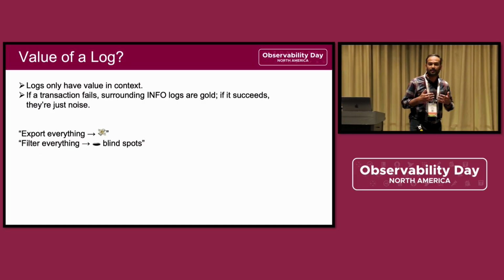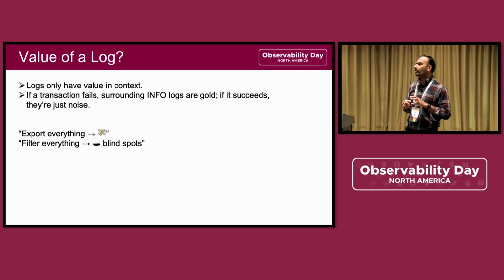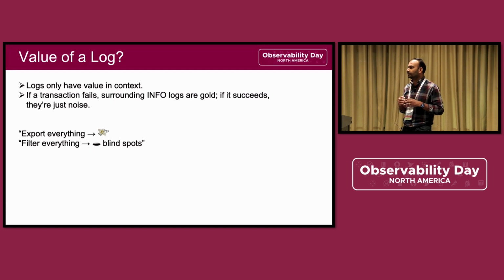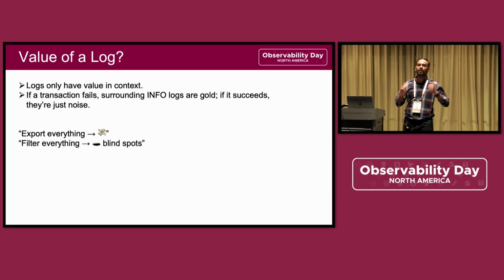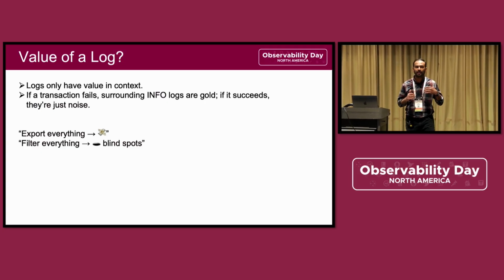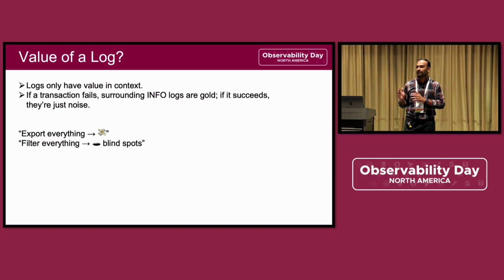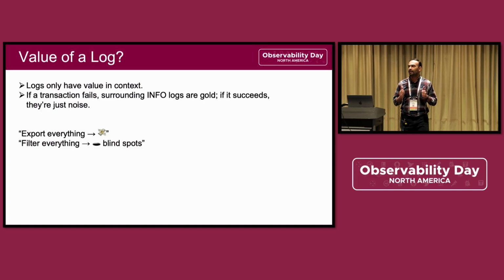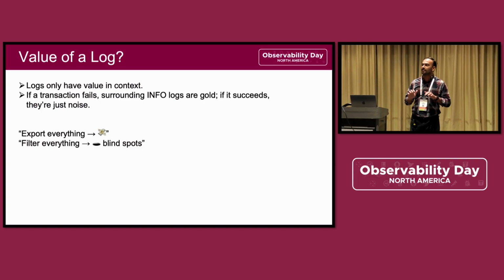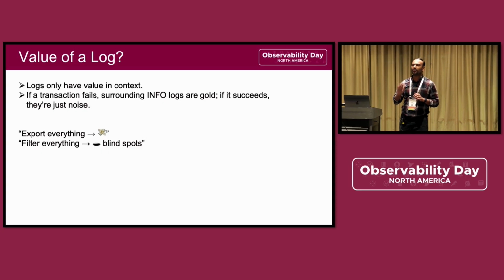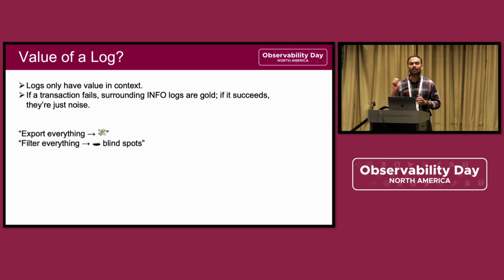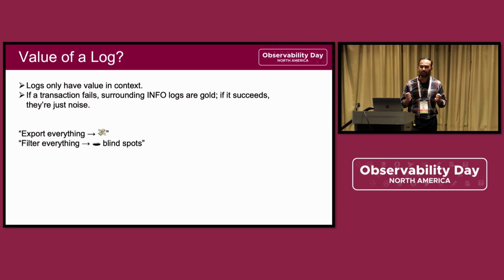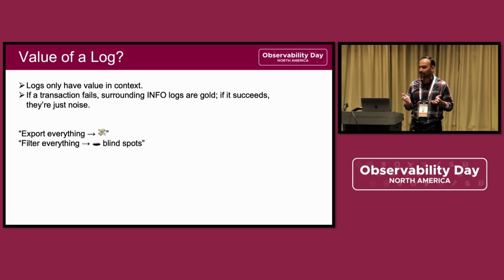The reason these solutions are not very good is they determine the value of a log based on the log content itself. But most often, the value of a log comes from the broader context it is part of. For example, if you're doing some logging as part of a transaction, and the transaction failed, now all the logs which you emitted, including the info, potentially verbose and debug logs, are golden. But if the transaction succeeds, then they are just noise. They're just eating up your telemetry bill and nothing else. So if you just keep exporting everything, you will have to pay a huge bill for your telemetry. But if you try to filter things, then you have blind spots.